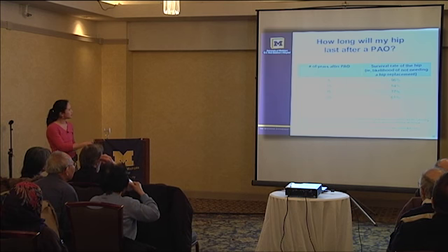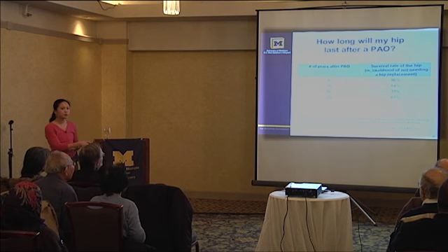In the left column are the number of years after the PAO, and in the right column is the survival rate of the hip, meaning the likelihood of not needing a hip replacement.